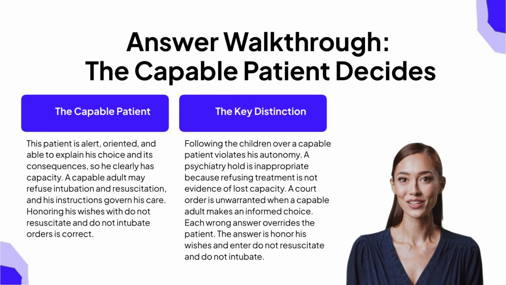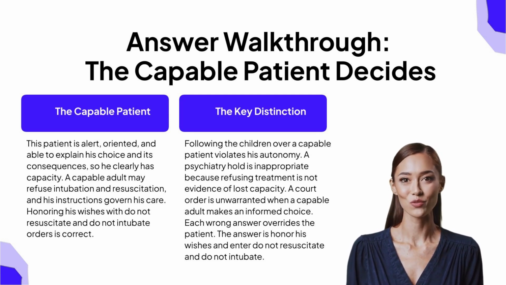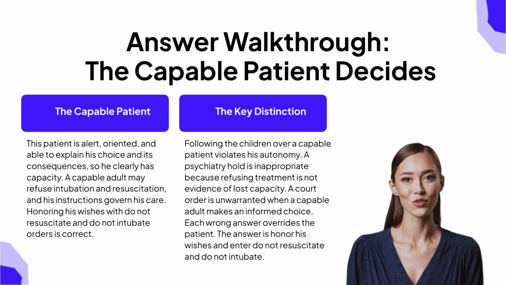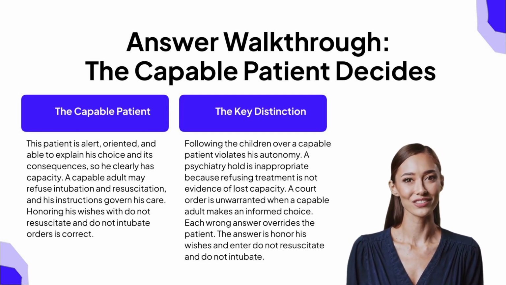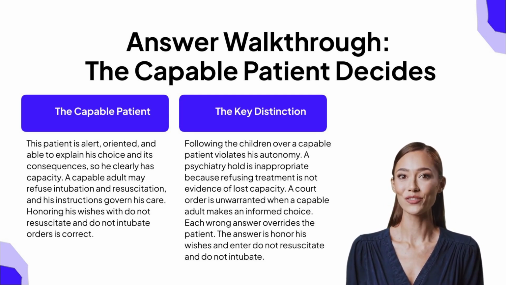Now, the key distinction among the wrong answers. Following the children and keeping him full code overrides a capable patient and violates his autonomy, which this exam will not reward. Requesting a psychiatry hold to question his capacity is inappropriate because simply refusing treatment is never proof that capacity is gone. Seeking a court order to override him is unwarranted when a capable adult has made an informed choice. Every distractor does the same forbidden thing, which is overruling the patient. The correct answer is to honor his wishes and enter do not resuscitate and do not intubate.